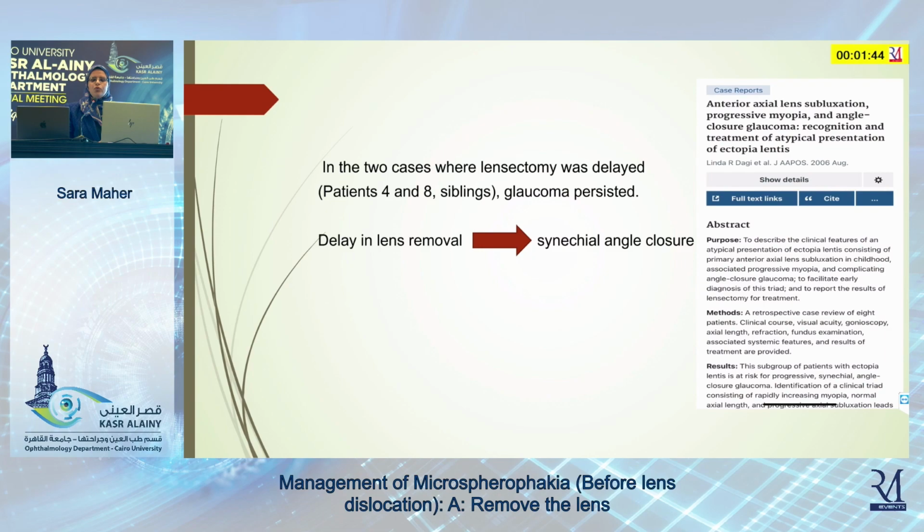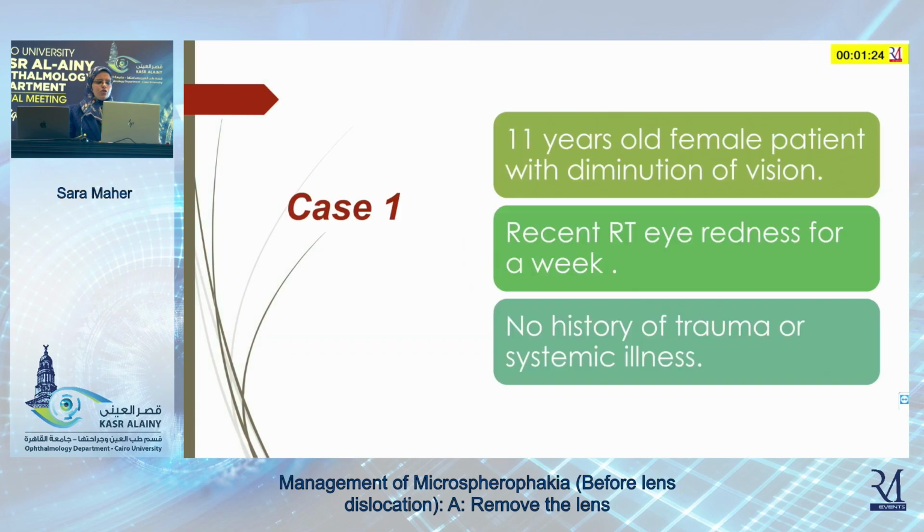In this Bordeaux review case series, there were 8 cases that they followed. They decided on lensectomy in 2 cases. They were siblings and they disappeared for 3 to 4 years for unknown reasons. When they came back and they performed lensectomy, glaucoma persisted. The explanation is that they developed synechial angle closure, where lensectomy was not useful at this stage.